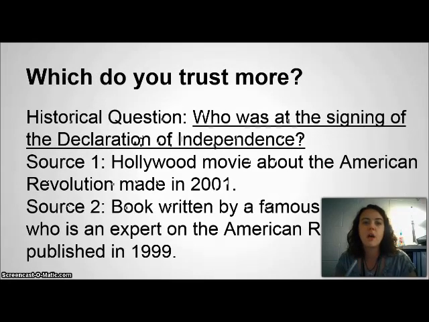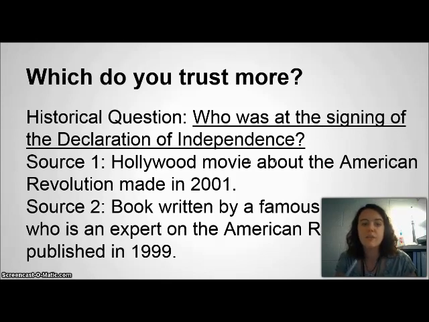An example of a primary source that we can look at is if we ask the question, who was at the signing of the Declaration of Independence? We would want a primary source to answer this question, or at least a trustworthy source. So that's a question we have to ask ourselves. If it's not a primary source, is it a trustworthy source?